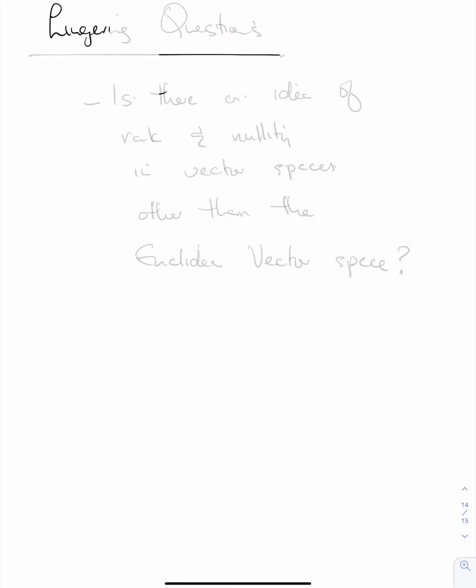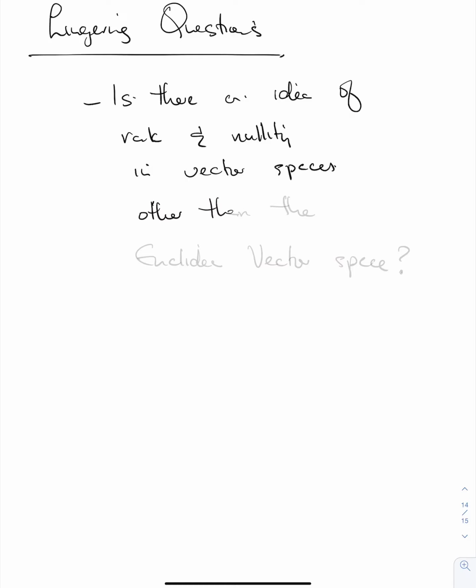Here is a question that I have. We did rank nullity for Euclidean vector spaces, but we know that there are vector spaces that aren't Euclidean vector spaces. The polynomials, continuous functions, etc. So is there an idea of rank and nullity in vector spaces other than the Euclidean vector space?